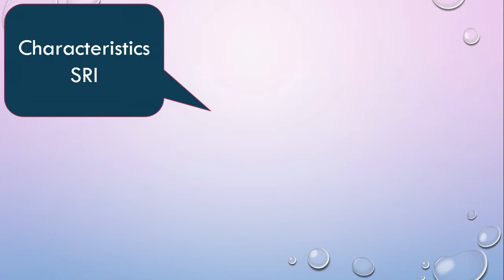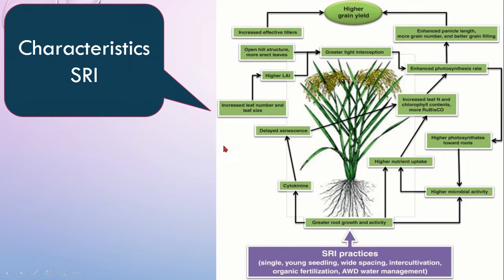So what are the characteristics of SRI? If you have a look at this picture of the plant, you can find characteristics like higher grain yield, increased effective tillers, higher open hill structure, more effective leaves, delayed senescence, then higher nutrient uptake from the land. So this is all about the characteristics of the SRI method in a rice plant.